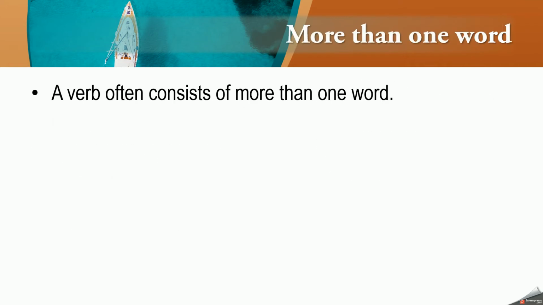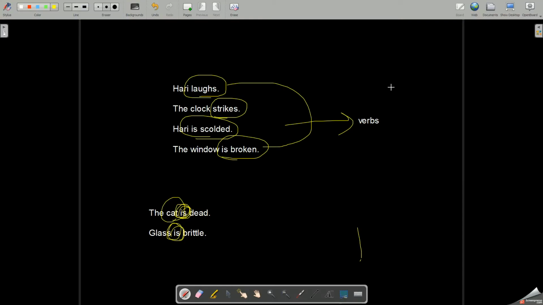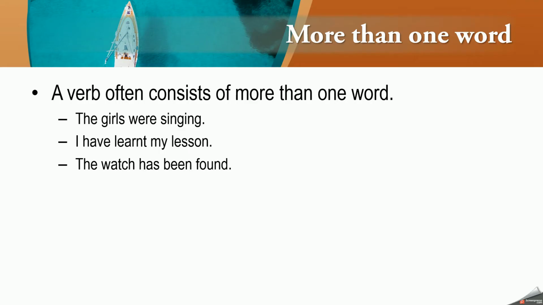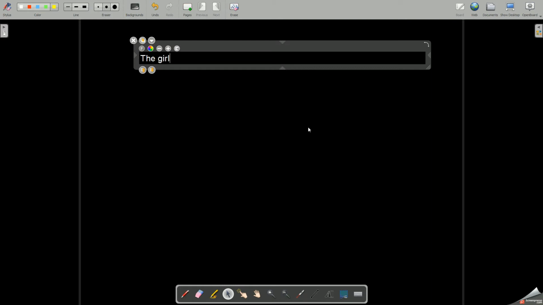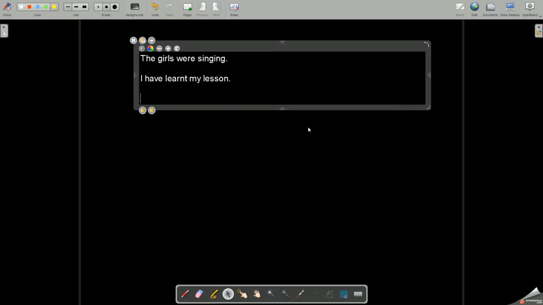A verb often consists of more than one word, like the girls were singing. I have learnt my lesson. The watch has been found. So if I write these sentences here: the girls were singing. I have learnt my lesson. The watch has been found.